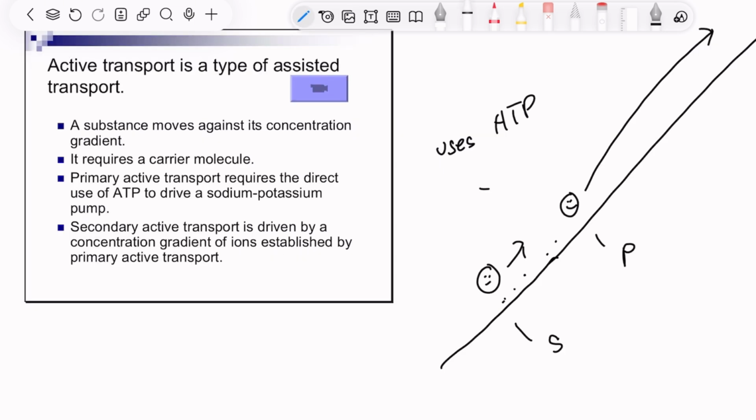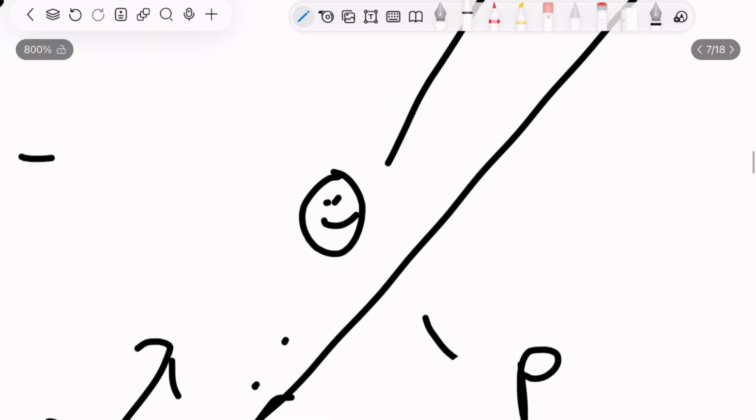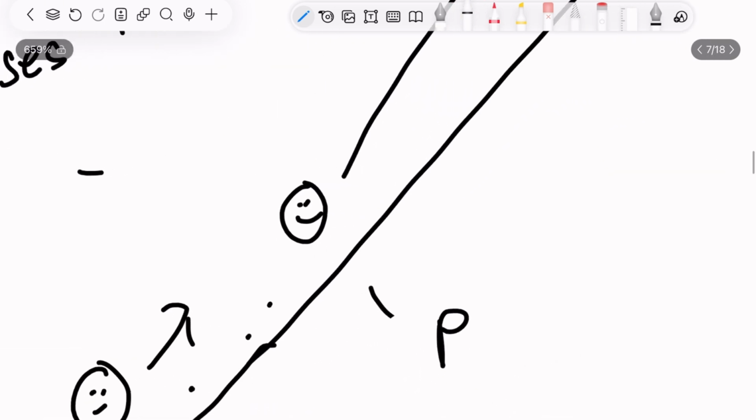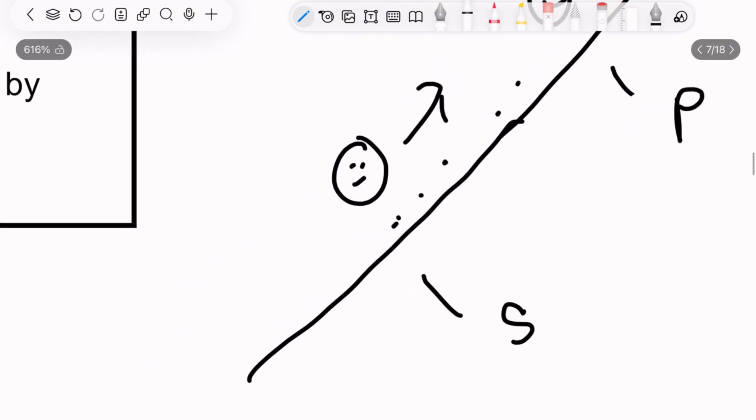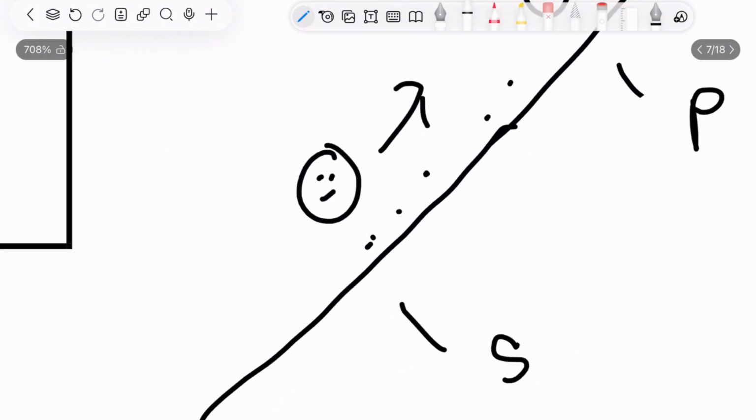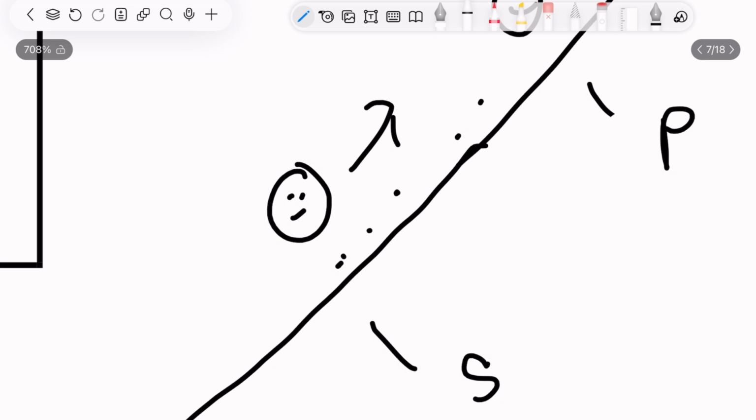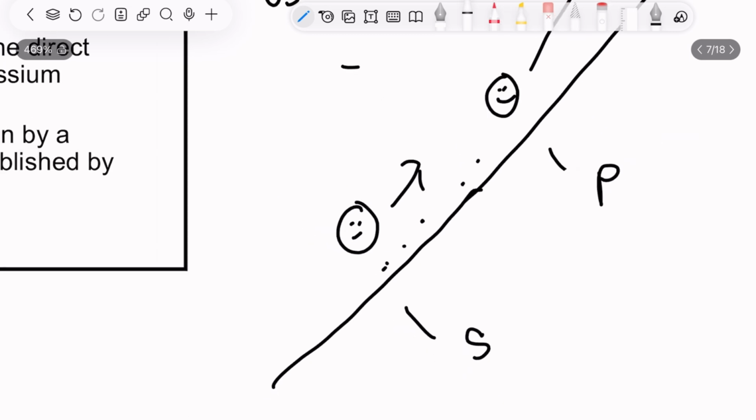So as I've previously said, this right here, say this is the primary active transport. It's using the direct use of ATP to move. And then right here is the secondary active transport, and it uses the leftover energy from primary transport to move other things.